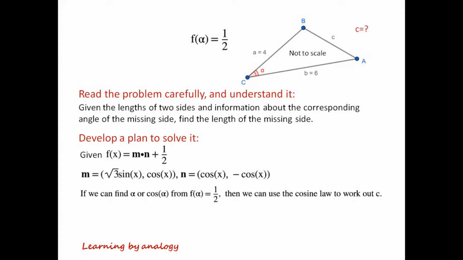If we can find alpha or cosine alpha from f(α) = 1/2, then we can use the cosine law to work out c. c² = a² + b² − 2ab cos α.